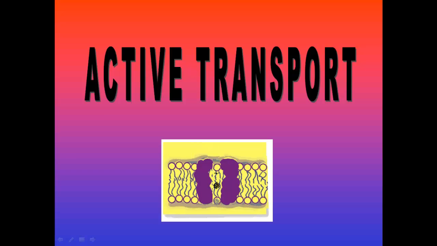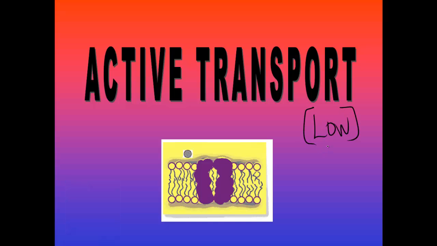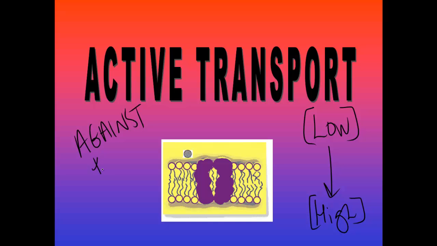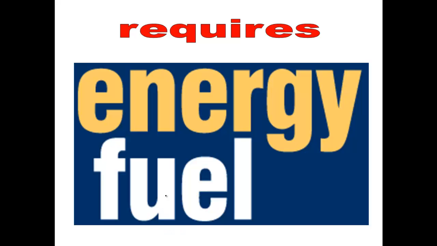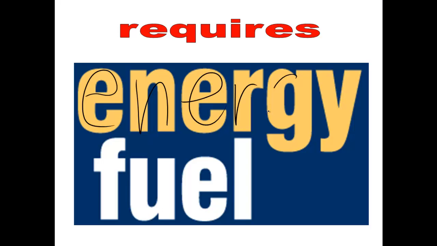So let's talk about active transport. Active transport does need energy. And the reason it needs energy is because you're forcing things against nature. You're forcing things to move from a low concentration towards a high concentration, shoving it where it doesn't want to go, against the concentration gradient. That's sometimes called uphill. You're trying to move molecules uphill. It takes a lot of energy to do this because they don't want to go that way. And so it requires energy in the form of ATP.